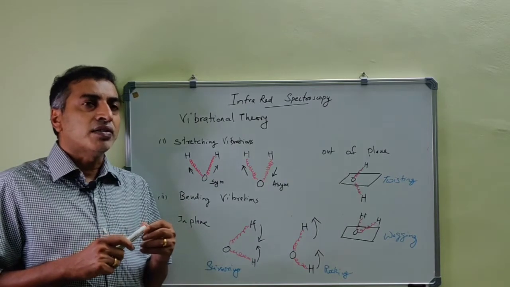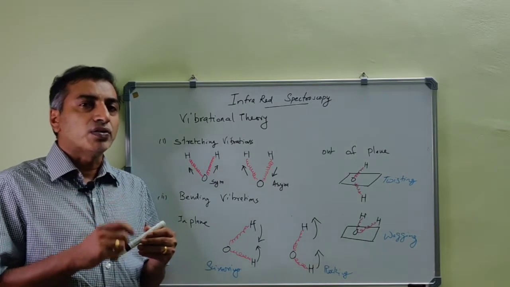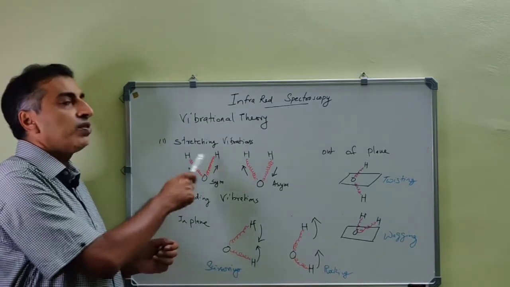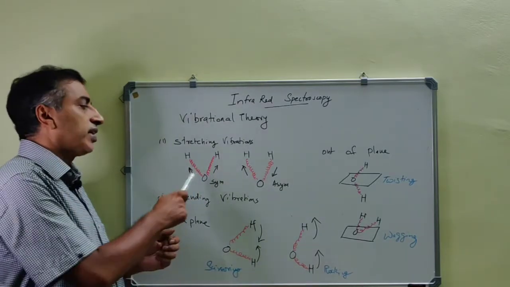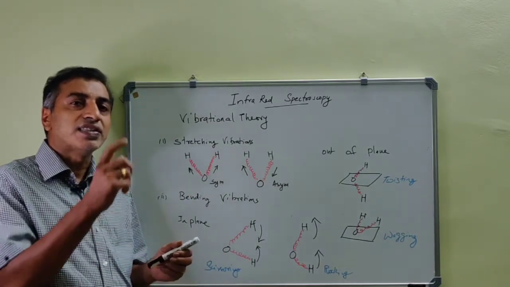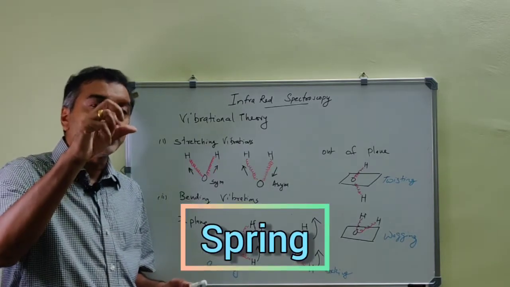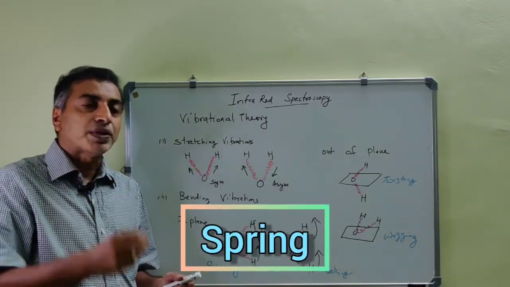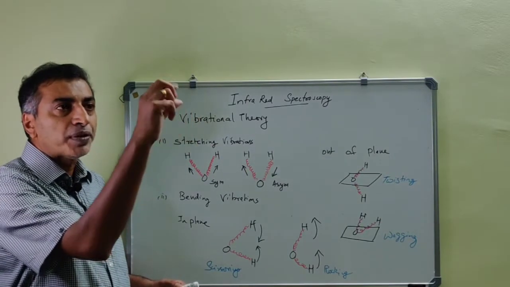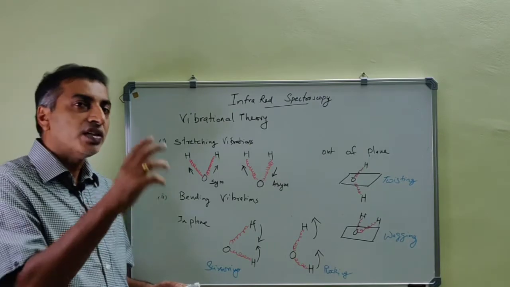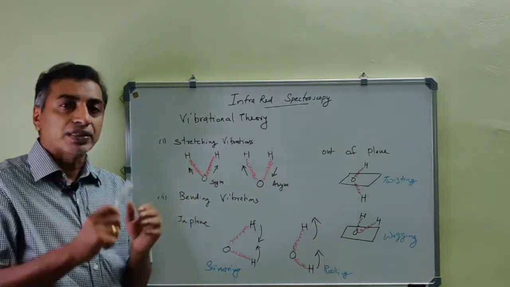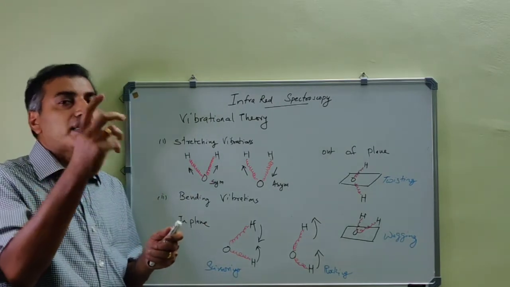Take a water molecule, or any molecule. The molecules are made of atoms. How are these atoms connected? Atoms are connected by bonds. Imagine all the bonds are just like a spring. When you keep a spring in air, you can see small vibrations. So in a molecule, these bonds are always vibrating. That means they can vibrate in air.